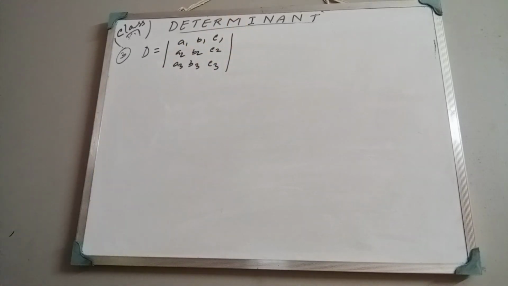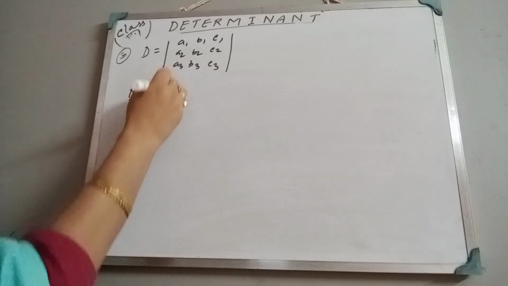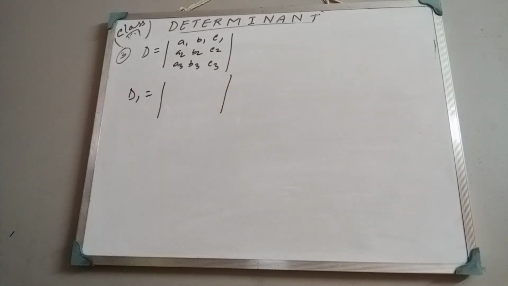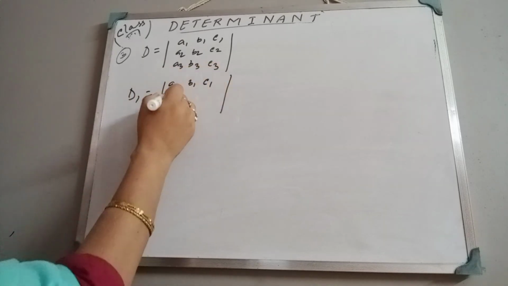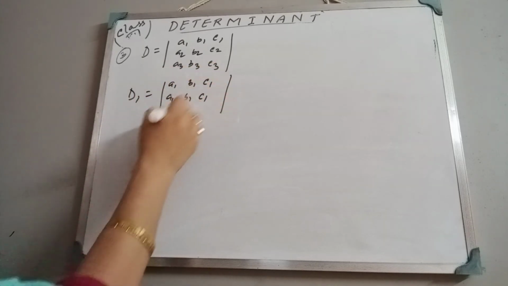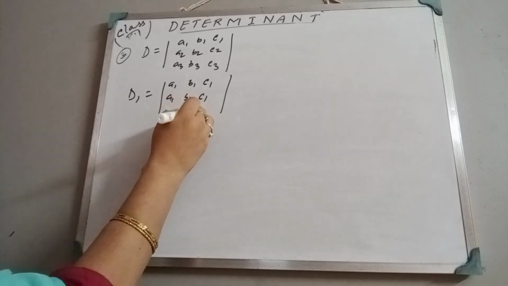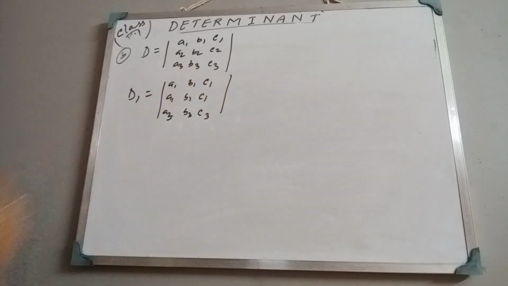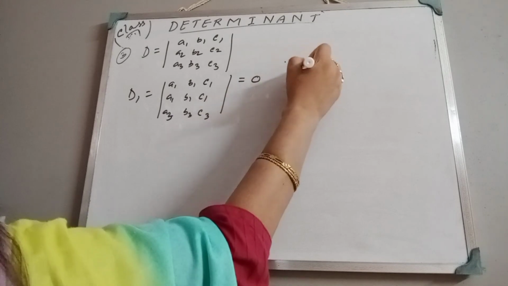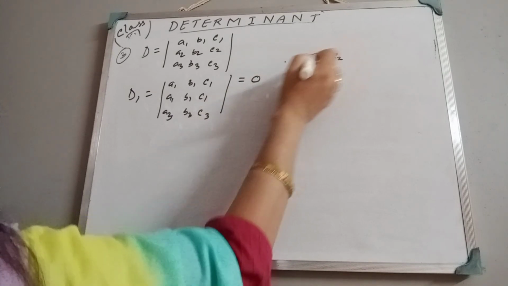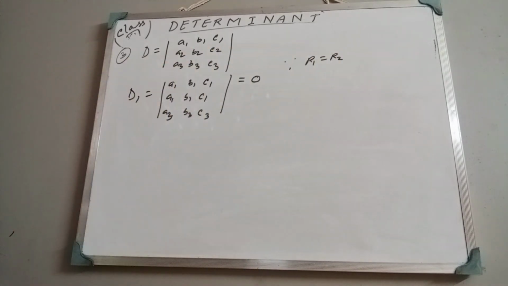Okay. So if we write the determinant in this order, say first two rows are equal. So that means they are identical. A1, B1, C1, again A1, B1, C1. And this is same as before. So second row and first row, this is becoming identical. Therefore, value of the determinant will be 0. Why? Because R1 is equal to R2.